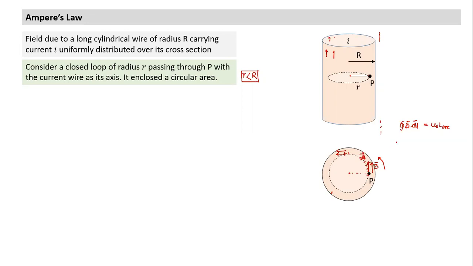So what is B dot dl? For every element, it is equal to B dl cos theta. Since I have taken the loop, because of symmetry, cos theta is equal to 1 everywhere, and the magnitude of B is the same, so it becomes B dl. We were getting the same thing, sir. No, it is not coming out the same. Let's see where the difference comes in.